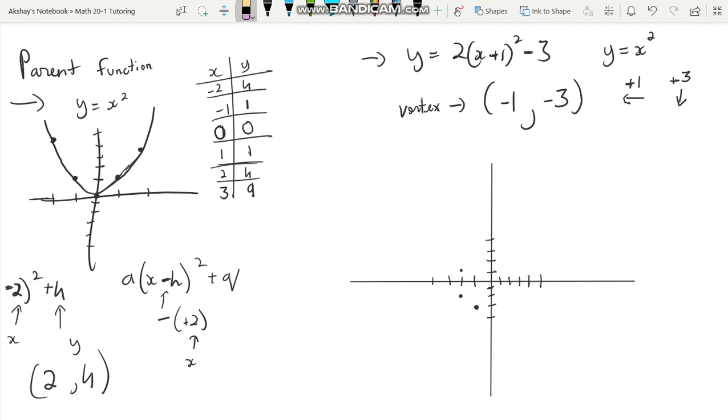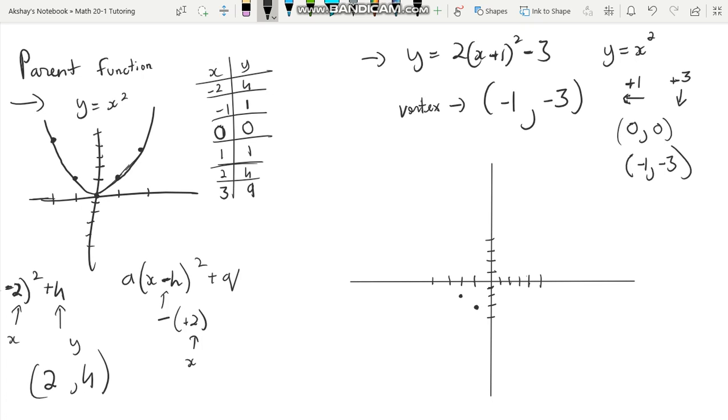Now let me just erase these points, and let me take another point. Let's say I take my point (0, 0), and this would give me my vertex directly using my transformations. If I'm moving 1 to my left, that gives me my x coordinate of -1. If I'm moving 3 down, that gives me my y coordinate of -3, which is also my vertex.